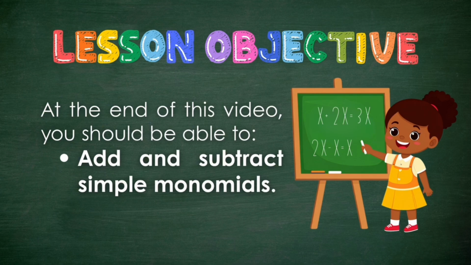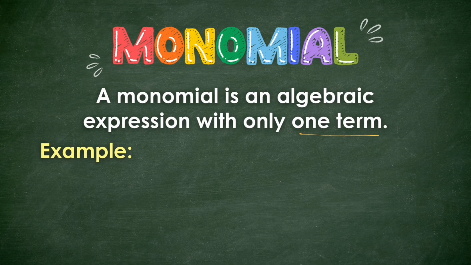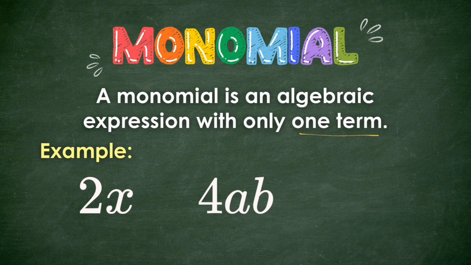First things first, let's make sure we understand what a monomial is. A monomial is an algebraic expression that has only one term, just one. And here are some examples of monomials: 2x, 4ab, 6. Each of those is a single term, a number, a variable, or both multiplied together.